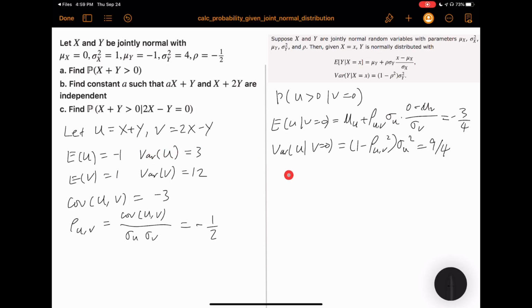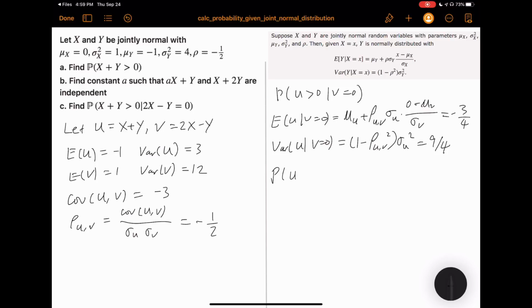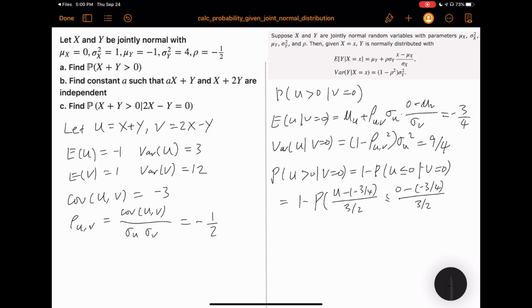So now the probability of u greater than 0, given v equals 0, can be calculated as 1 minus the probability of u less than or equal to 0, given v equals 0. So this is equal to 1 minus the probability that u minus -3/4 divided by 3 over 2 is less than 0 minus 3 over 4 divided by 3 over 2. So let me explain. Basically, we try to calculate this. Sorry, it has to be conditional on v equals 0.